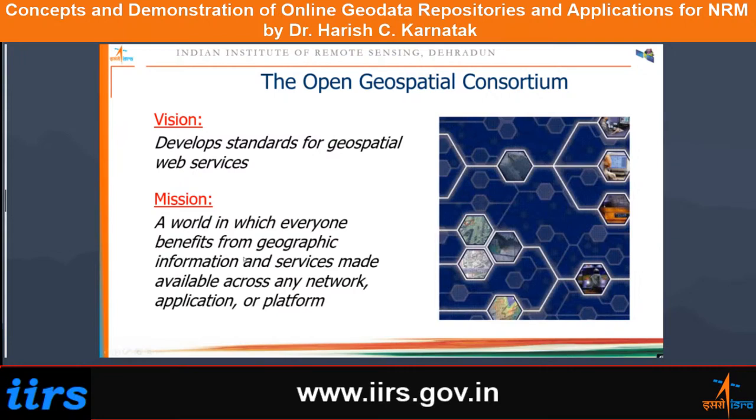And the OGC is working on a mission called A World in Which Everyone Benefits from Geographic Information and Services Made Available Across Any Network, Application, or Platform. So here you can see: any network, application or platform. Here, the connectivity through the networks, any software application at the user end as well as the server side, is basically called an interoperable application. So, interoperable application or interoperable data.